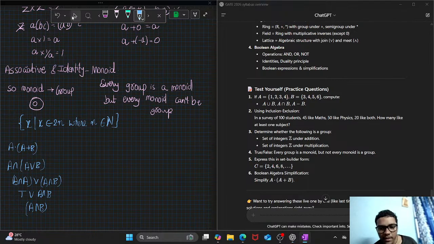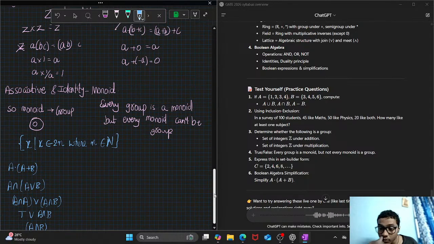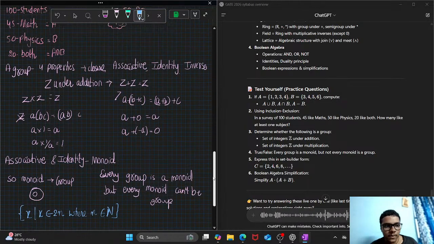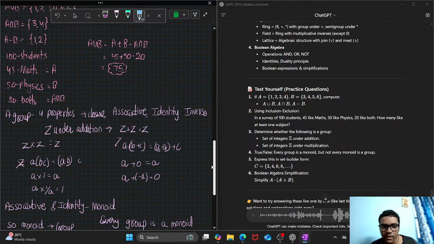So I got the union of elements as 1, 2, 3, 4, 5, 6, and the intersection as 3, 4, and the difference as 1, 2. And the inclusion exclusion principle, I have just applied it and I have got 75.